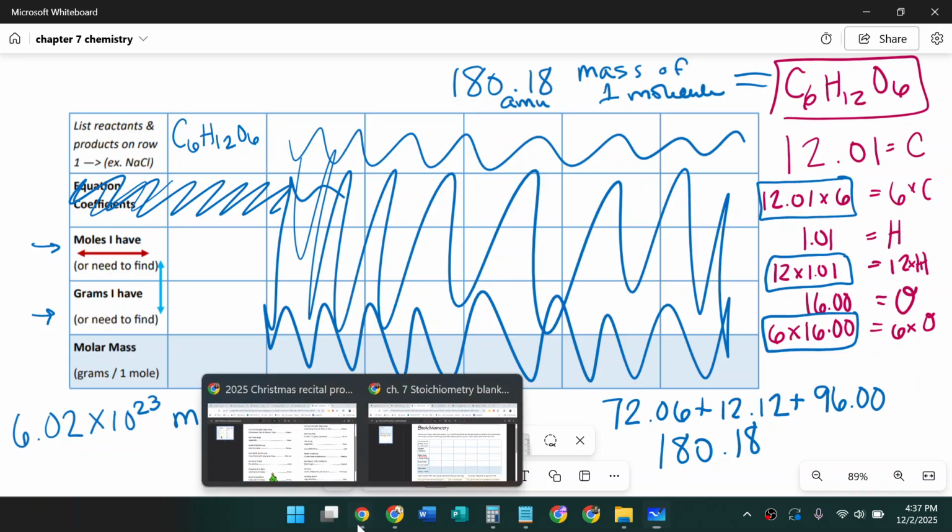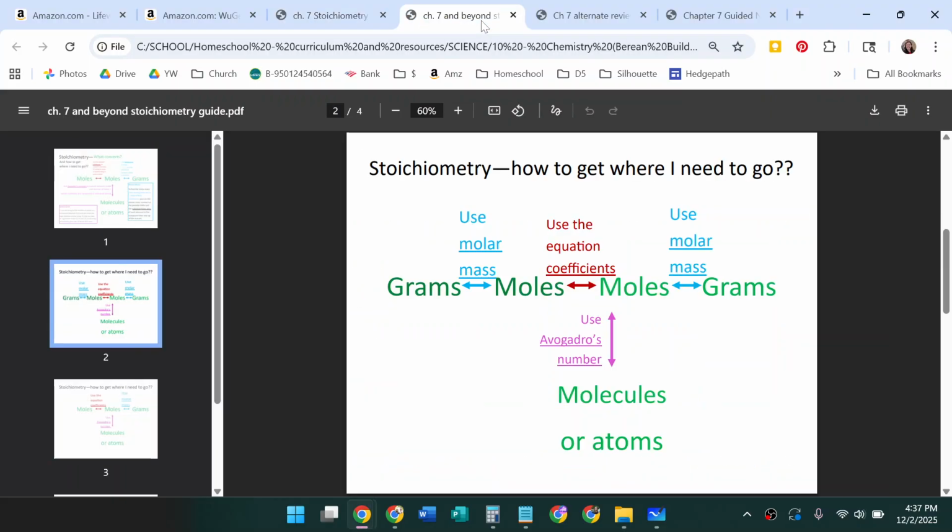At the end of the chapter, when we had a review, we learned that different things can convert. So I can go from moles to grams. I can go from moles to moles. I can go from those moles to grams of that mole. I can't go straight from grams to grams. I can't go from molecules or atoms to grams, but I can go from moles to molecules, or atoms if it's a single element. And so that's what I'm wanting to do. How do we go from moles to molecules? We use Avogadro's number.